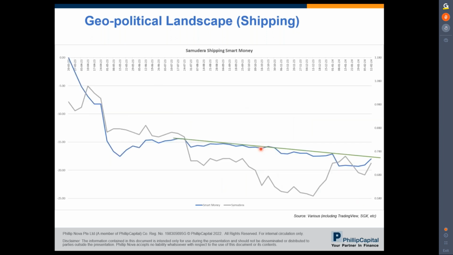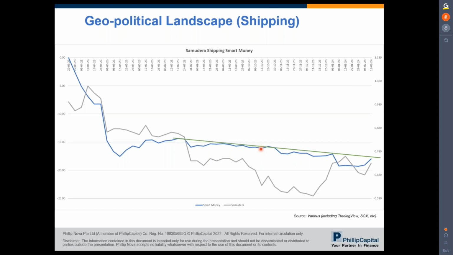But we do have one stock that is pretty much directly related to shipping, and that is Samudera Shipping. Ticker is S56, right? So this will be the most directly involved of all the stocks listed in Singapore, right? It engages in the transportation of containerized and non-containerized cargo, but operates mostly in the Southeast Asia region and in a small part in the Middle East as well.